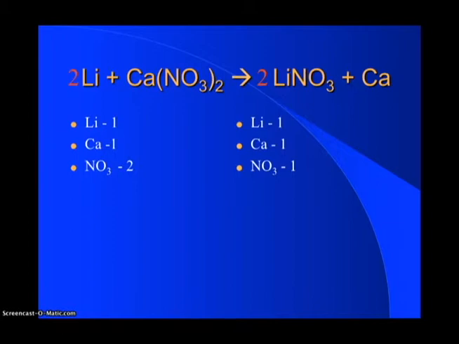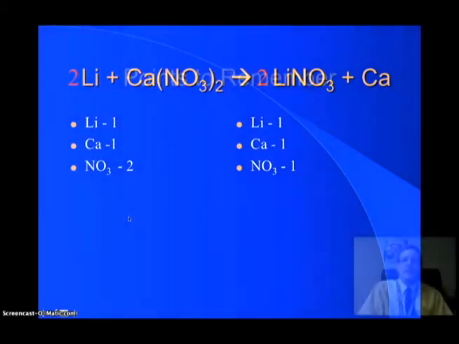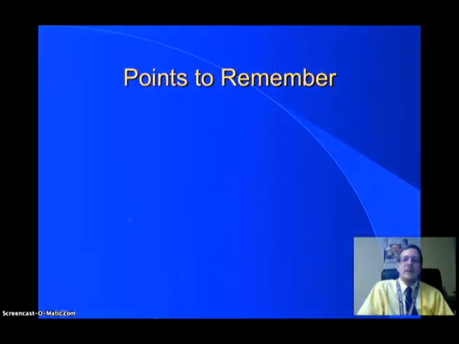Don't forget to write your inventory lists on both sides of the reaction arrow and count up the number of each type of atom or ion that you have. So as we're about to wrap up here, let me remind you of a few key things to remember as you go out to start balancing chemical equations.